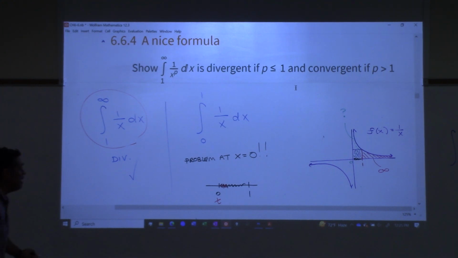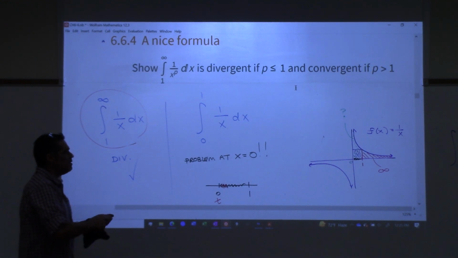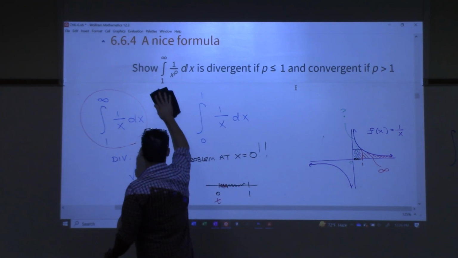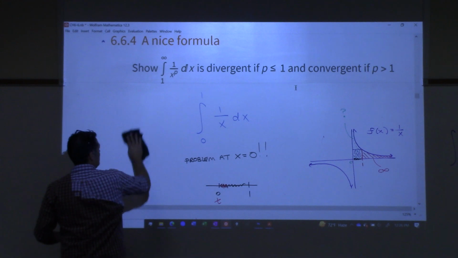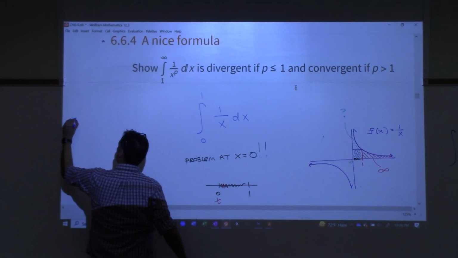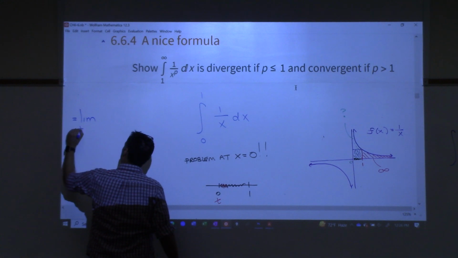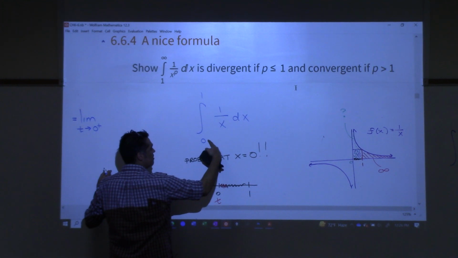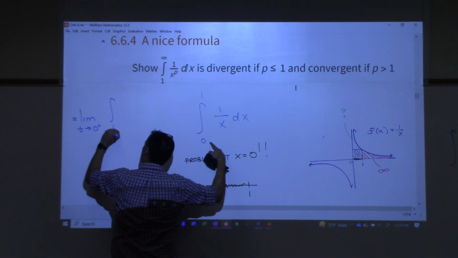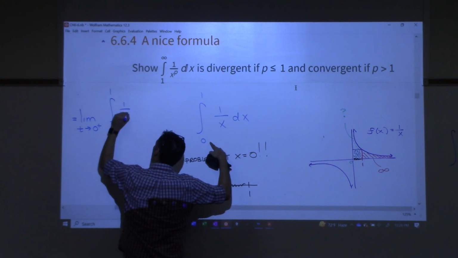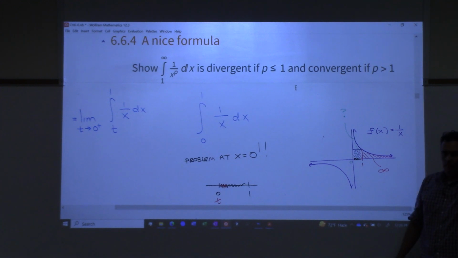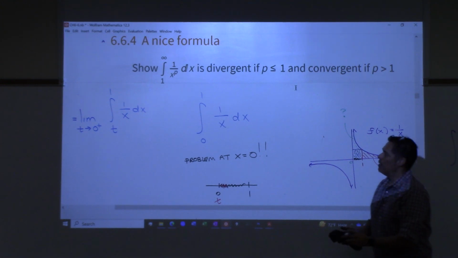All right, let me just write it down. This is our first example, kind of an informal introduction into type 2. I'm going to leave the picture there. So here's what we've got. I'm going to rewrite this as a limit. I'm going to let t go to 0 from the right because of that picture, and I'm replacing the 0 with t. So the integral from t to 1 of 1 over x dx. Feel good?